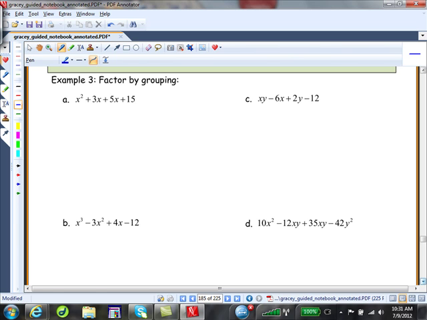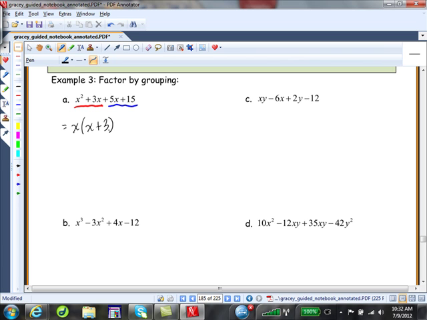So what you're looking at here, you've got a red group and a blue group. Okay, so here we go. From the red group, what could we factor out? What do both of them have? Good, they have an x to the 1 power. So what's left over? x times x equals x squared, and x times 3 equals 3x.